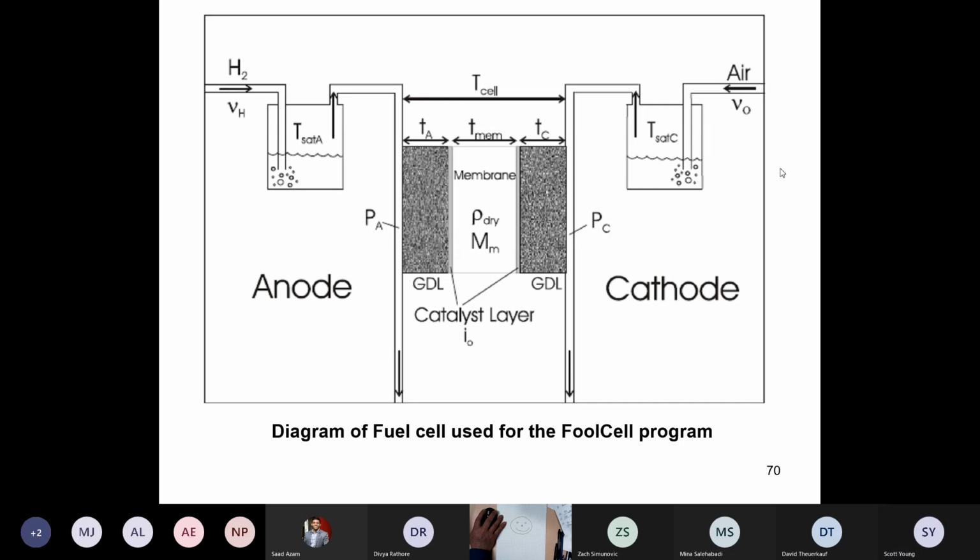Somebody just typed something in the chat box, did they? Or what? I don't see anything in the chat box. I don't either. Okay, looks like we're ready to start here.